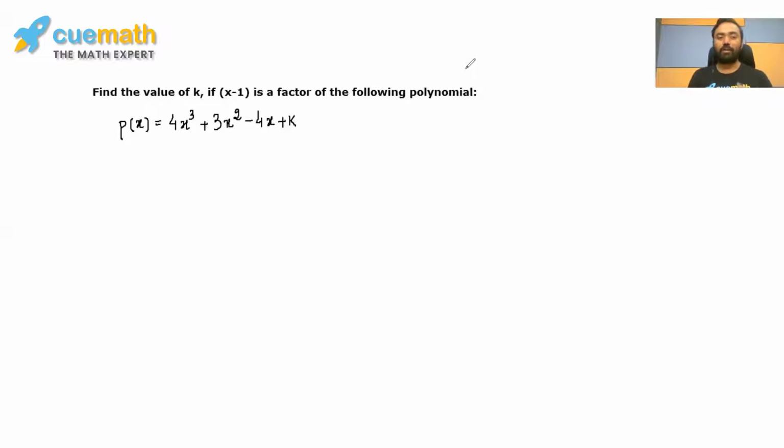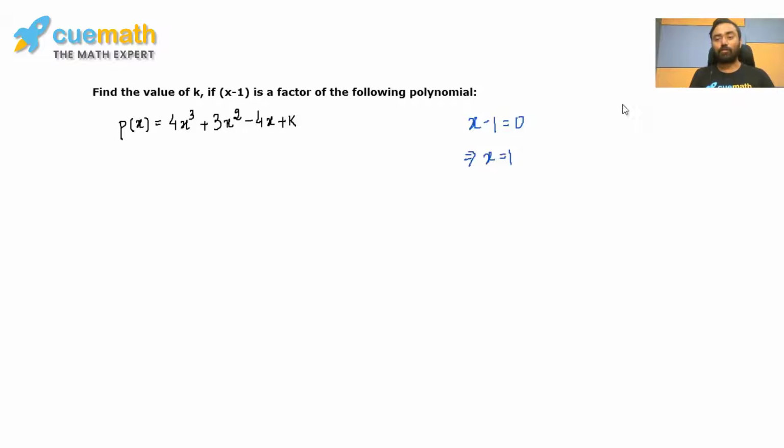So here we have been given in the question that we have to find the value of k if x minus 1 is a factor of the following polynomial. P of x equals 4x cubed plus 3x squared minus 4x plus k. So here it is already given that x minus 1 is a factor of p of x. Let's first find the root of x minus 1. So x minus 1 equals 0 or x equals 1.